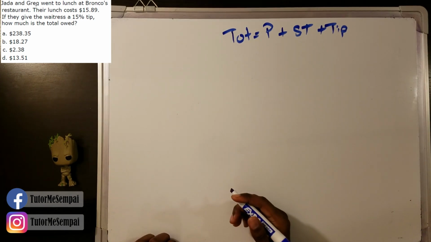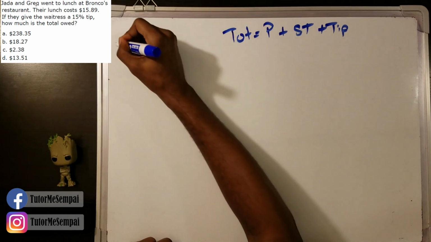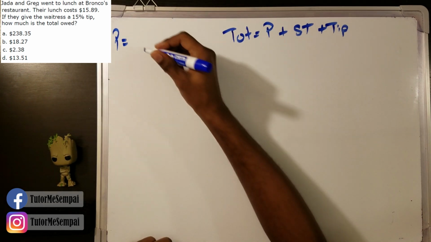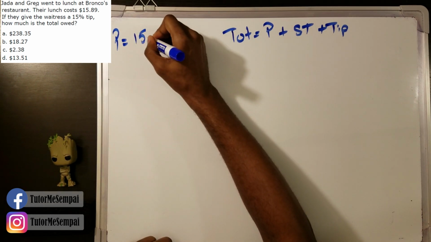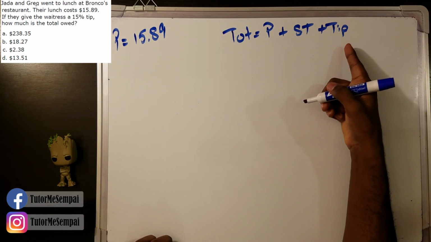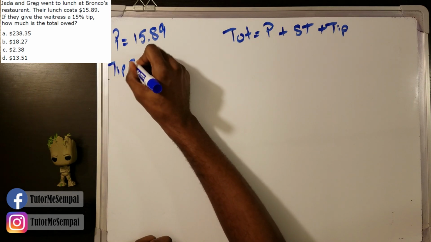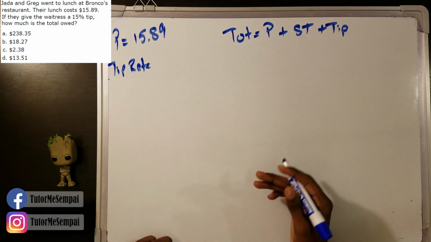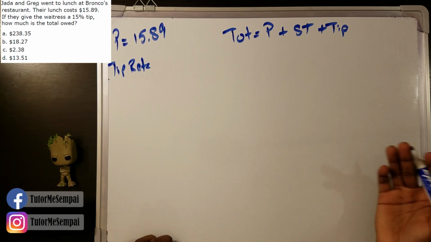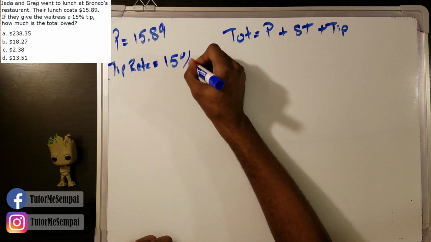And they're letting us know that the lunch cost $15.89. That's going to be our P, our pre-tax value, $15.89. Our tip is going to be 15%. So I'm going to say this is the tip rate, because they're not letting us know what the tip actually is. We have to figure that out. But they give us the rate, which is 15%.